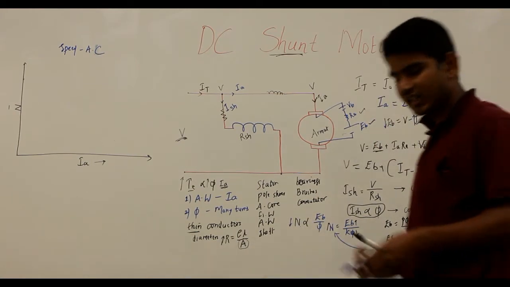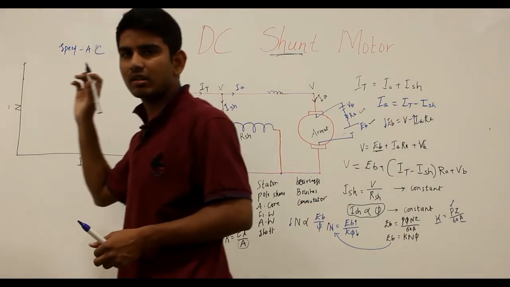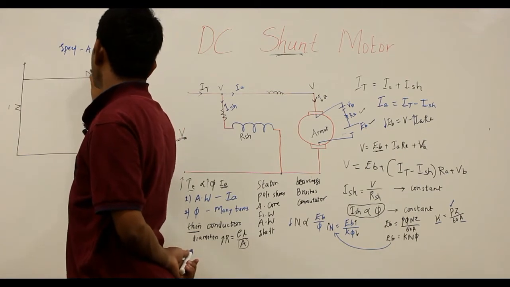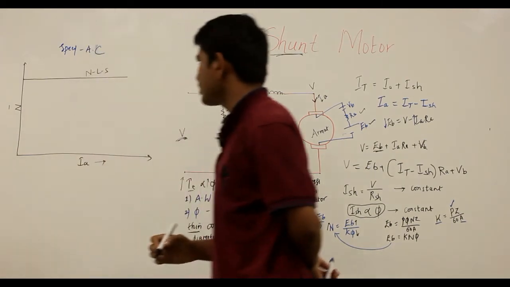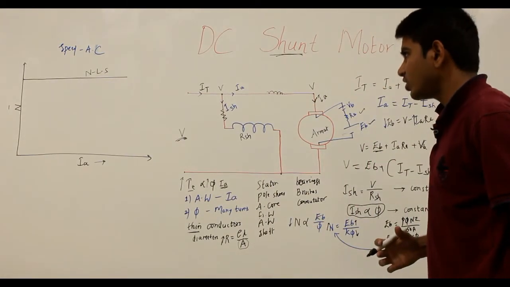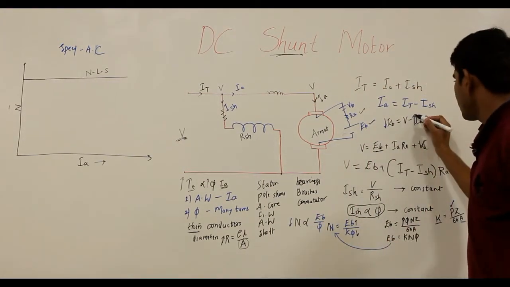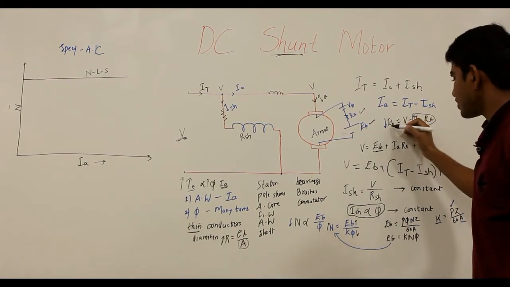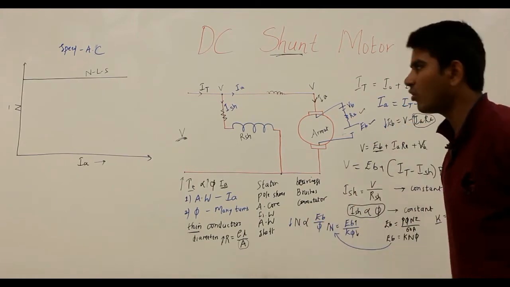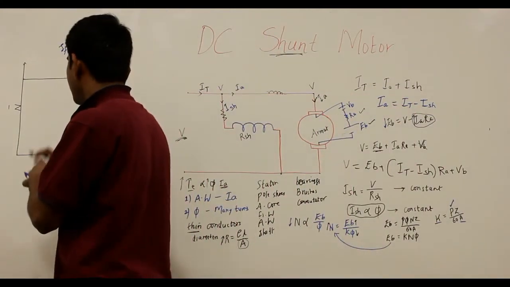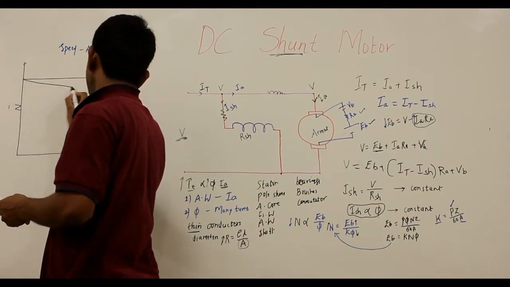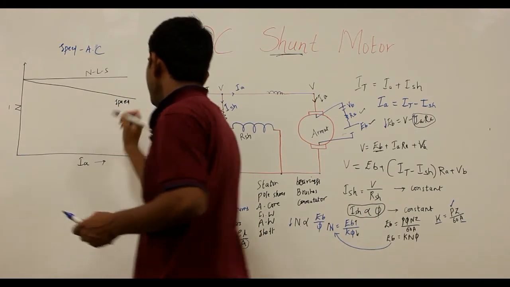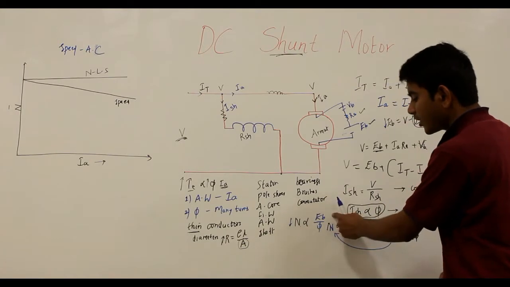Now if I plot the characteristics at no load, when the motor is at no load, you will have a normal speed. So this is your no load speed. When the motor is loaded, the drop in the armature increases, and as the drop increases, the back EMF falls, and as a result your speed falls. So there will be a slight reduction, or the drooping characteristics of the speed.